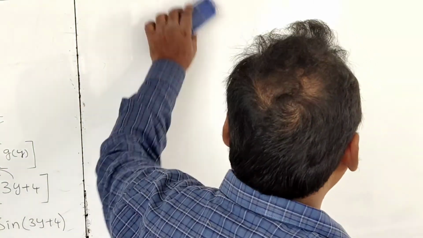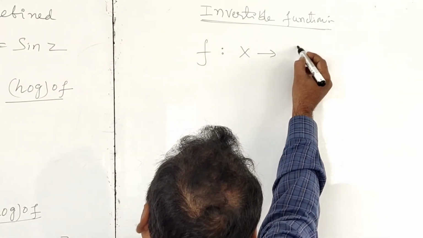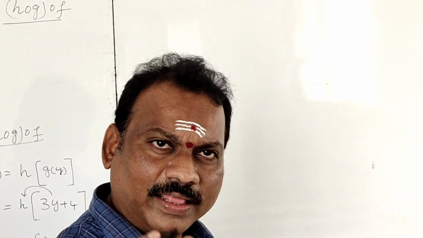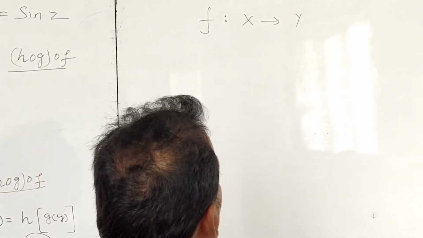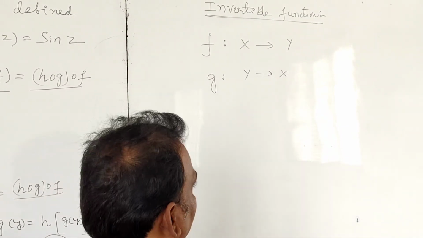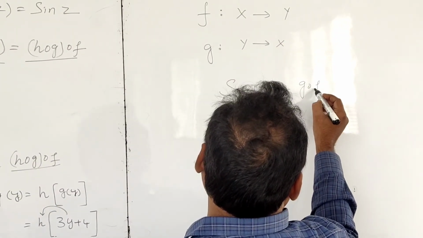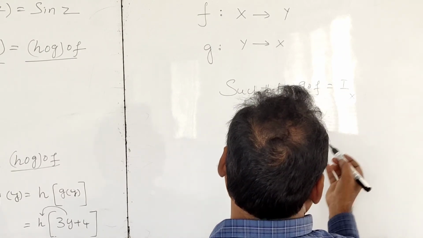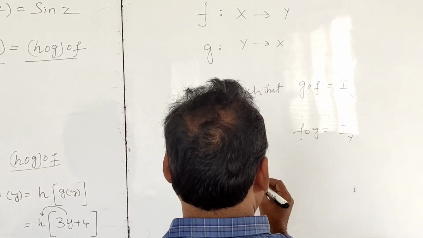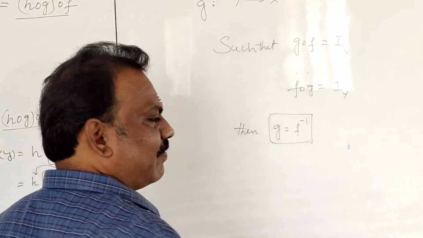So here we will discuss invertible function. Let f be a function mapping from X to Y. There exists another function g which maps from Y to X such that g circle f is equal to I of X and f circle g is equal to I of Y. Then g is called the inverse of f. This is the definition of invertible function, students.